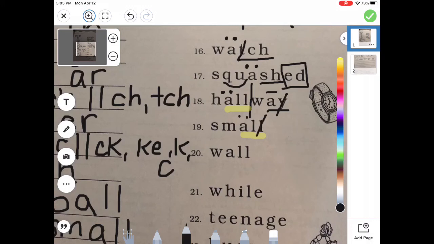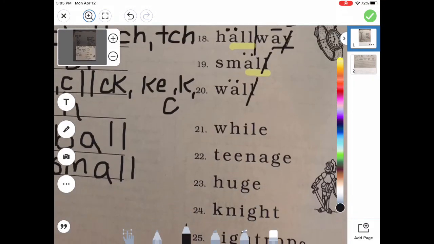It's going to blend together. So now I have small. Good job. And the next one, it's very similar to the last one. So we're going to put those 2 dots on the A, because it's going to make the ah sound. I only need 1 L. So wall. So I had watch, squashed, hallway, small, and wall. So which one matches? That's right, I need to draw a line to watch.